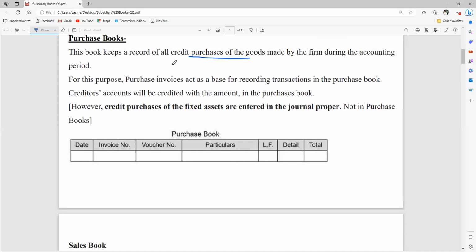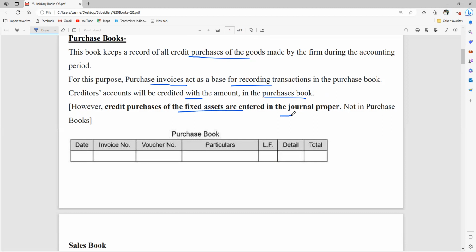This book keeps a record of all the credit purchases of the goods made by the firm during the accounting period. For this purpose, the purchases invoice acts as a base for recording the transactions. So whatever purchase invoices we receive when we purchase any goods, those invoices are recorded as a basis for the transactions in the purchase book. The creditors account will be credited with the amount in the purchase book. However, credit purchases of fixed assets are entered in the journal proper.